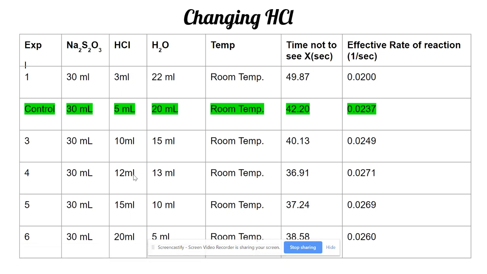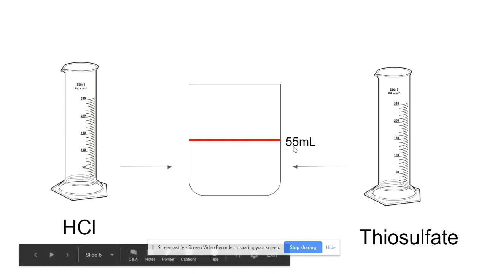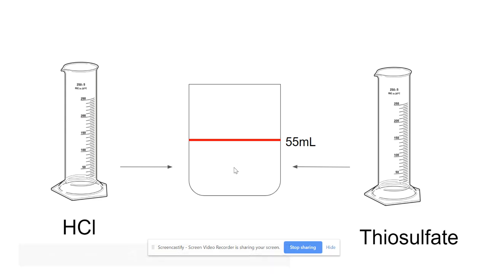Let's do the control one first. So control, if we look at the things we're going to put together in this final mixture, which is in a beaker in the middle, we're going to keep them at 55 milliliter. If we add 5 milliliter of HCl and 30 milliliters of thiosulfate in here, plus 20 more milliliter of water, this final mixture concentration is what we care about.